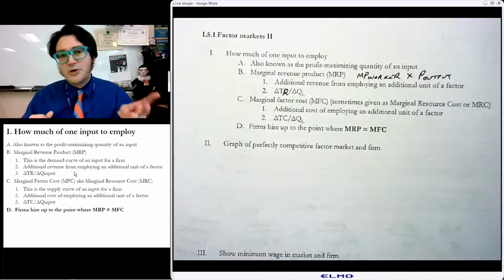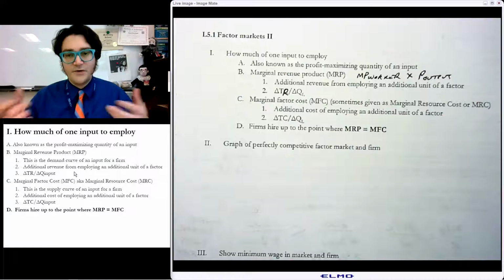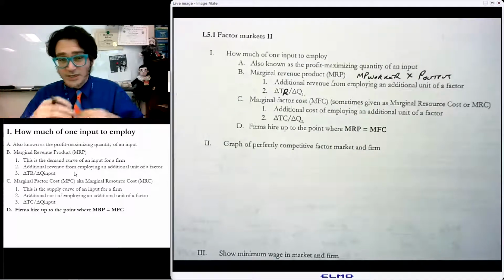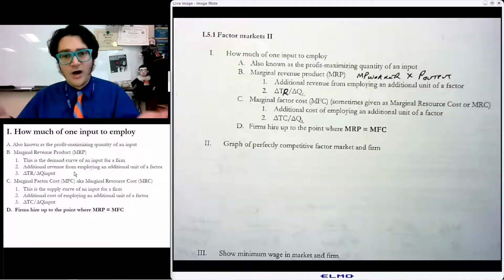The second thing is the marginal factor cost. And this is the idea of the supply curve of an input for a firm. This is sometimes called the marginal resource cost or MRC, because factors and resources are the same word. It's the additional cost of employing an additional unit of a factor.